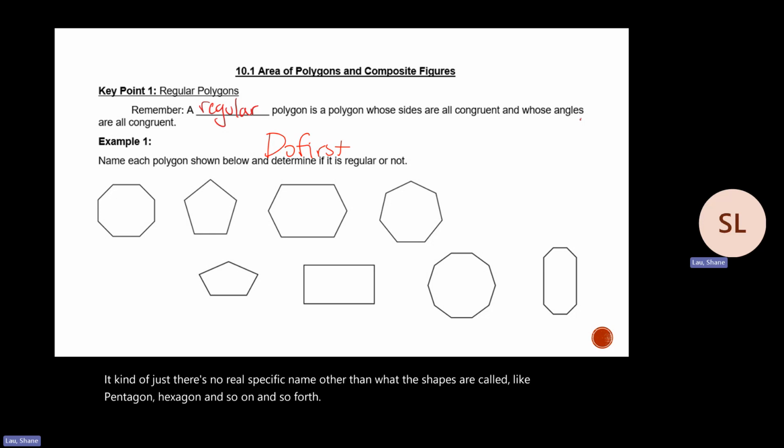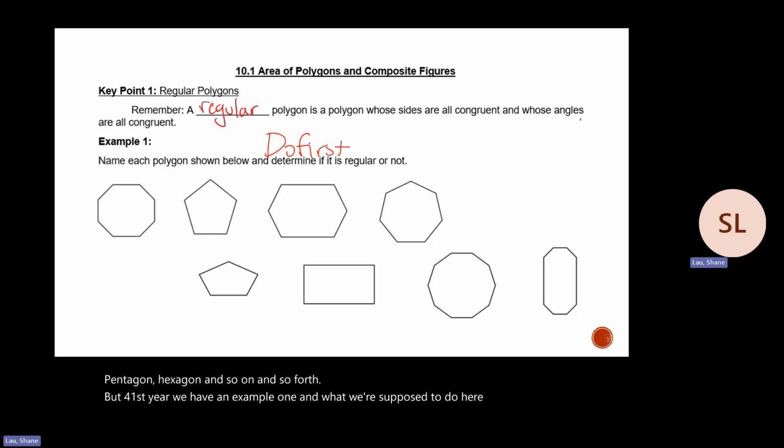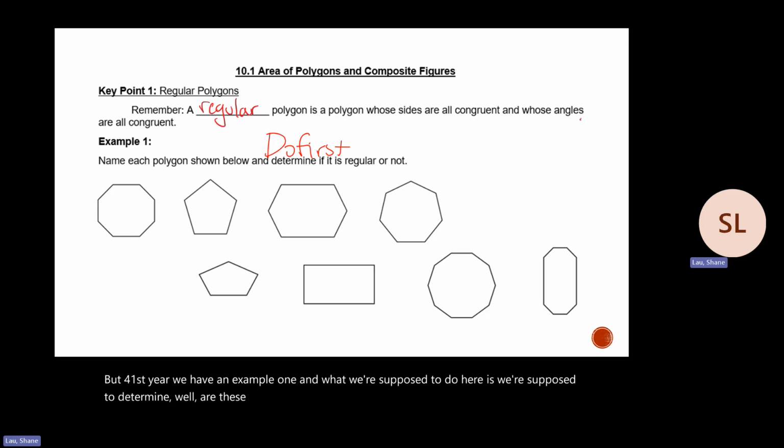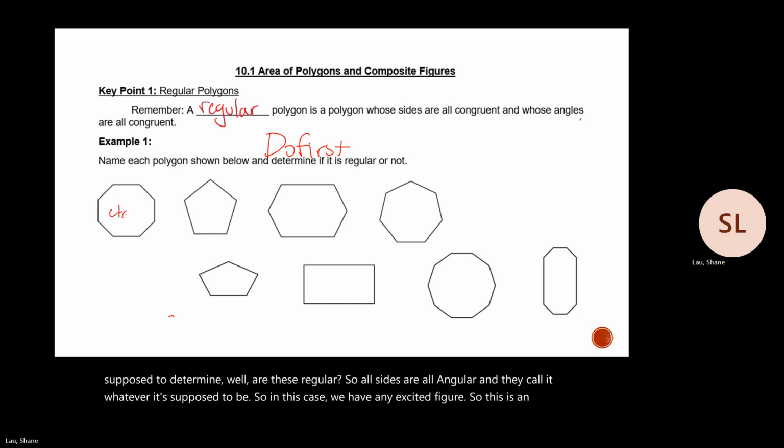But for our do first here, we have an example one. And what we're supposed to do here is determine, well, are these regular? So all sides are congruent, all angles are congruent. And they call it whatever it's supposed to be. So in this case, we have an eight-sided figure. So this is an octagon.